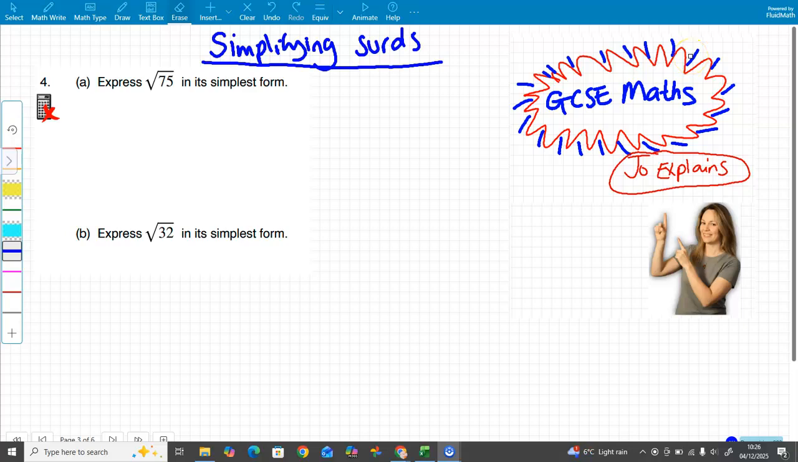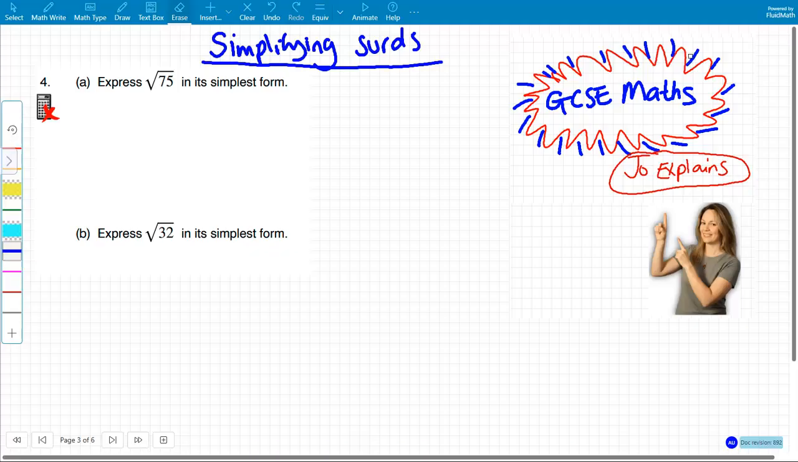Hello everyone, so today we're going to look at simplifying surds, a GCSE maths topic. So these are two exam questions that I found for us to have a go at. So the first one says: express the square root of 75 in its simplest form, and we can't use a calculator. This is a non-calculator question.